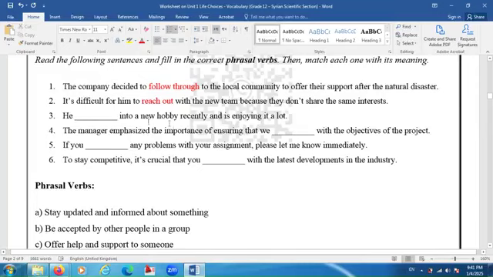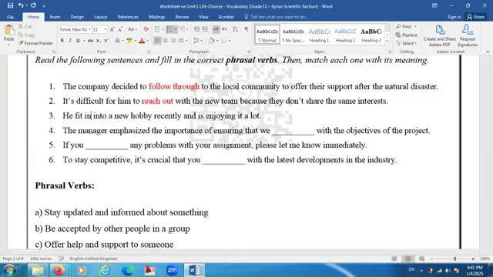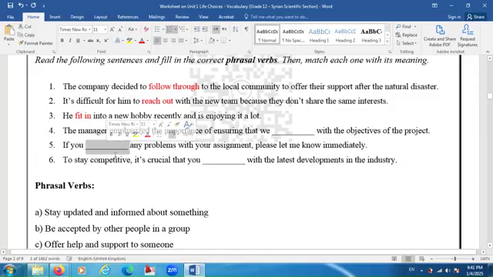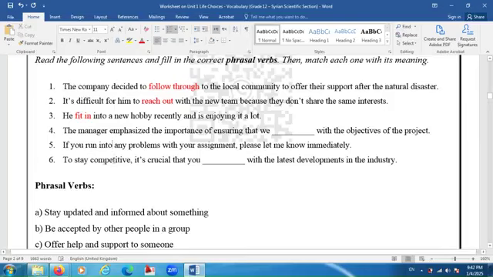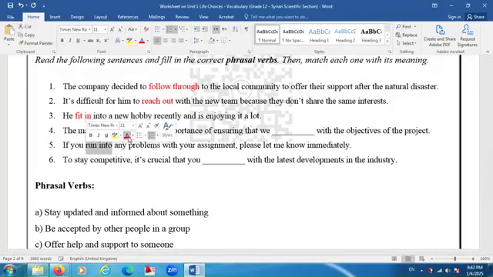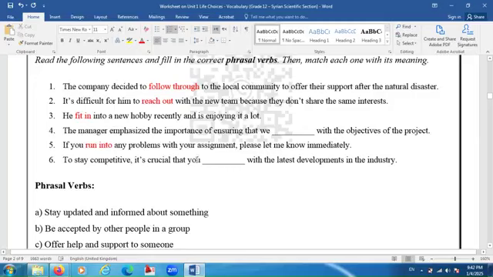Number 3, he into a new hobby recently. Okay, he find himself in something. So, he fit in. He fit in into a new hobby recently and he's enjoying it a lot. If you any problem with your assignment, please let me know immediately. It is run into. If you run into, if you find out, if you face any problem.